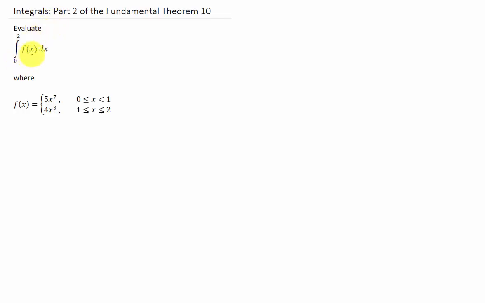Here we're told that we want to integrate a function between the x values 0 and 2, but we're told that this function is split up into two pieces. Now this is not an accurate depiction of this function, but f of x looks like one thing between 0 and 1, and that function looks like something totally different between 1 and 2.